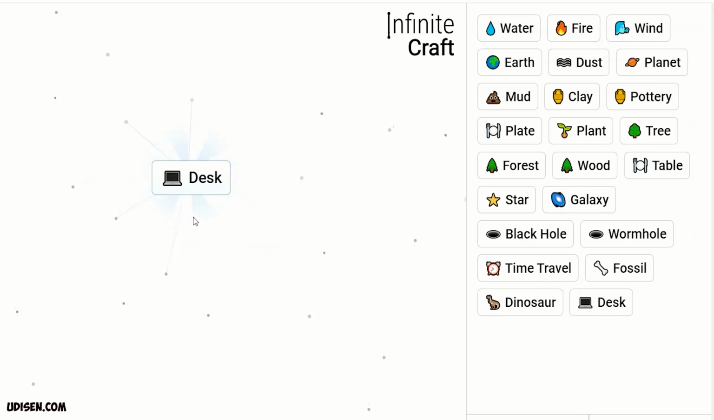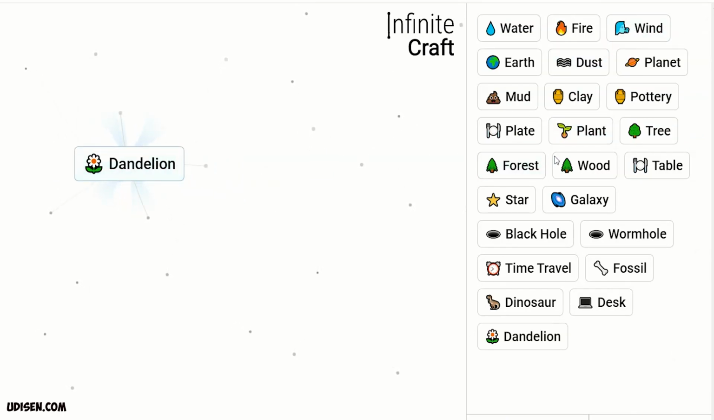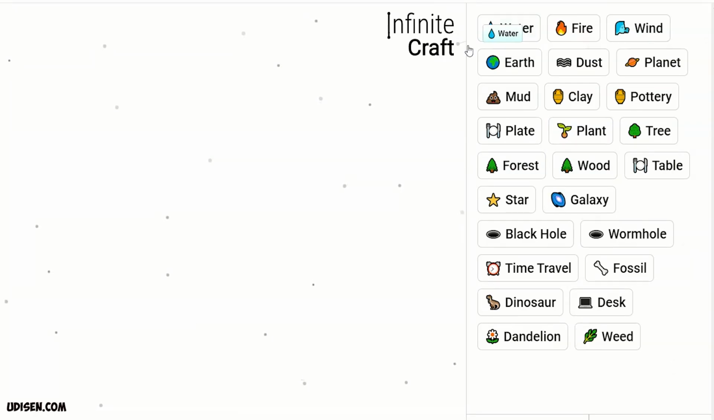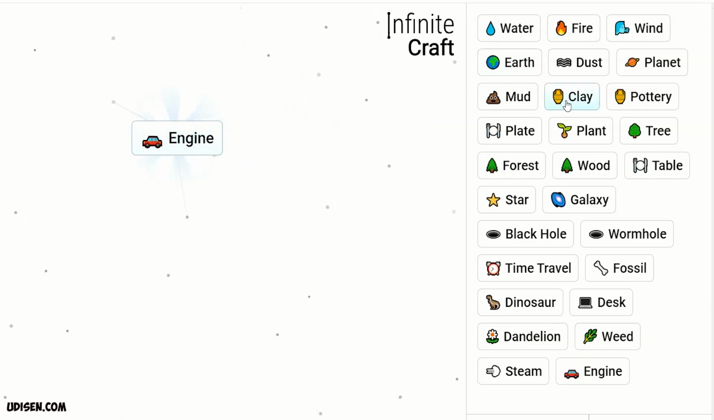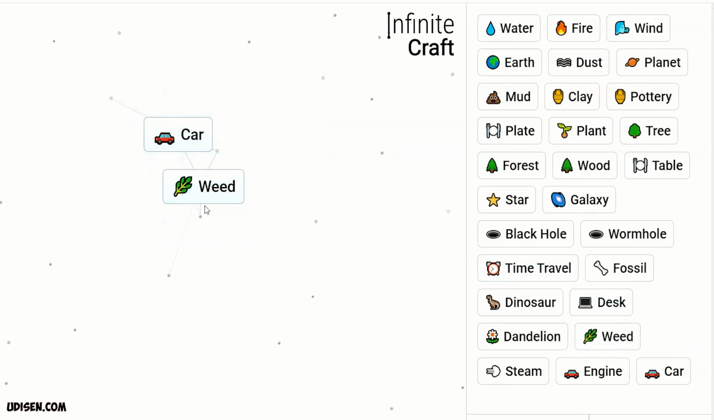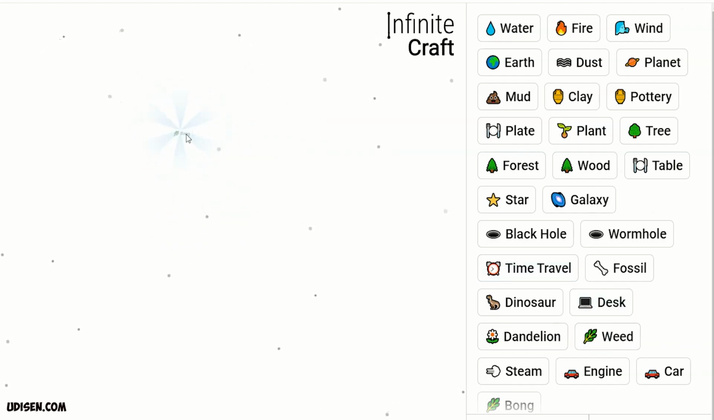I believe it is meat. No, desk. Strange. Leave this thing here. Then Plant and Wind. Dandelion and Plant. Wheat, leave here. Combine Water and Fire. We receive Steam. Steam and Fire. Engine. Engine and Plant. Car. Car and Wheat. Bonk. Leave here.